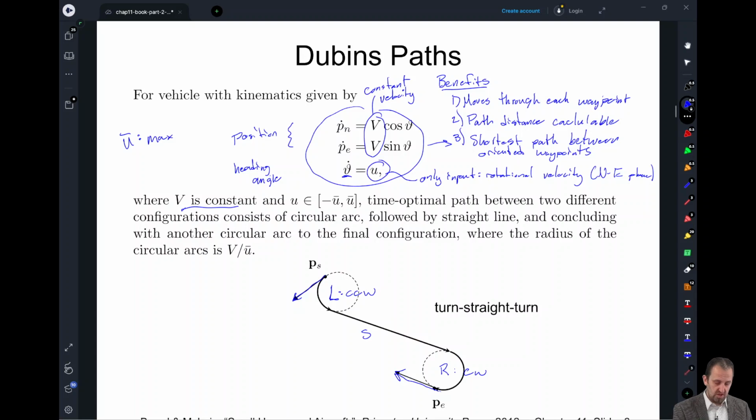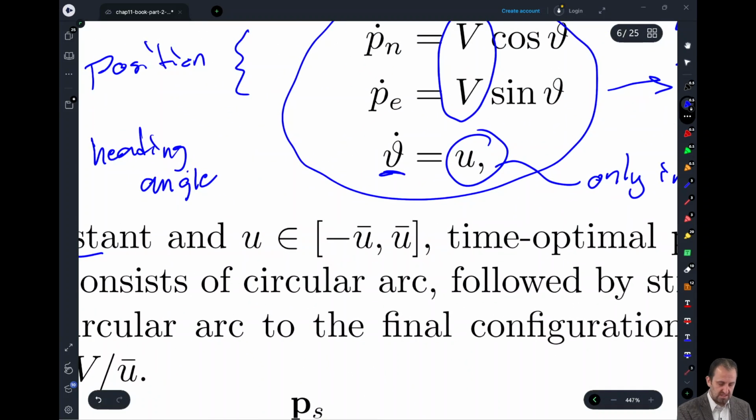Now, to do so, if we look at the choices that it chooses for u, u is actually going to exist. It can be anywhere in that set, right? Anywhere in this set. But it's actually only going to be either negative u bar, 0, or u bar.